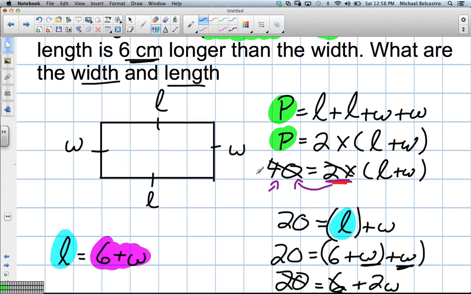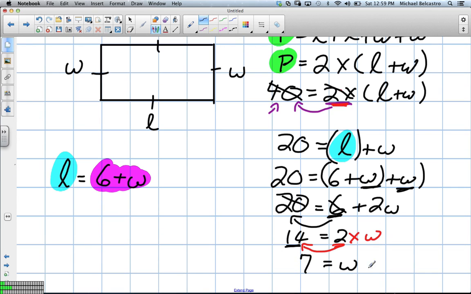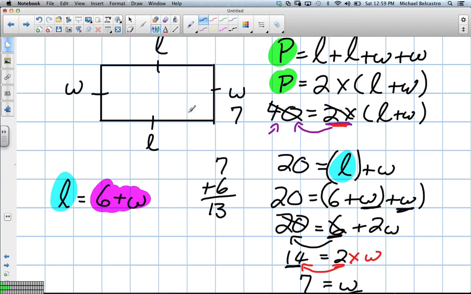Now this is a confusing way to do this. This is what we usually do when we get older in math. So the width would be 7, right? And what number is 6 more than 7? 7 plus 6 would be what? 13.